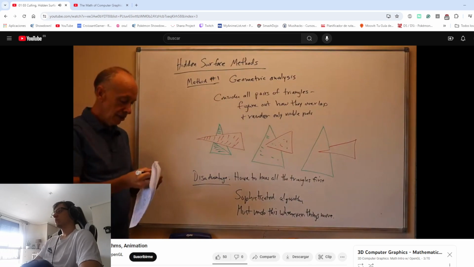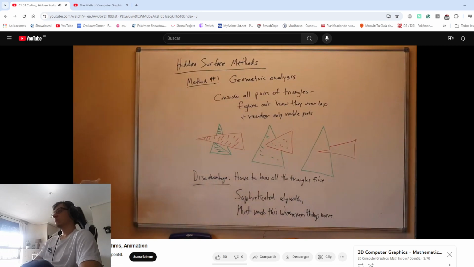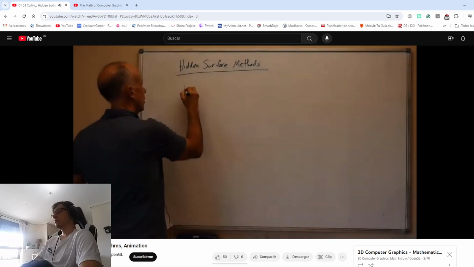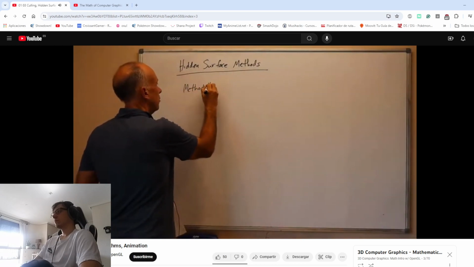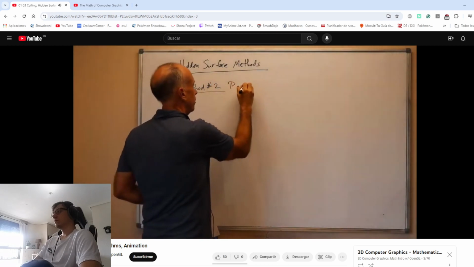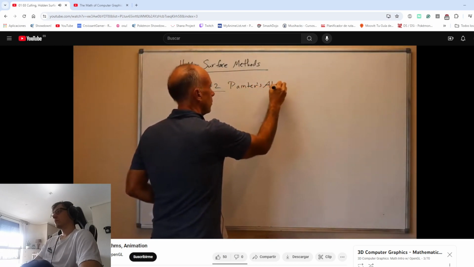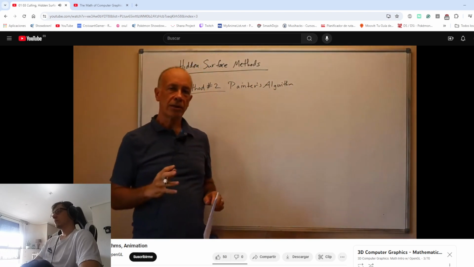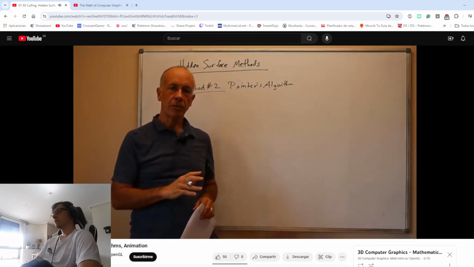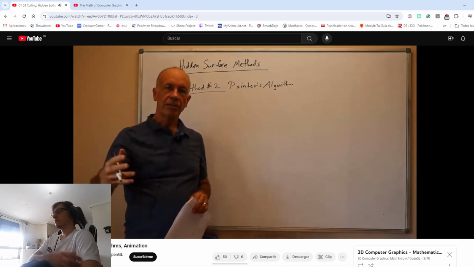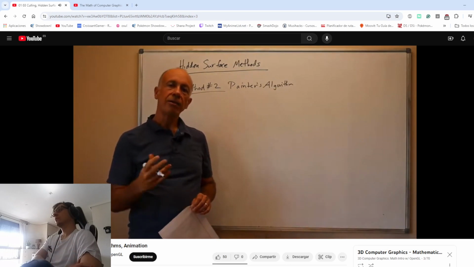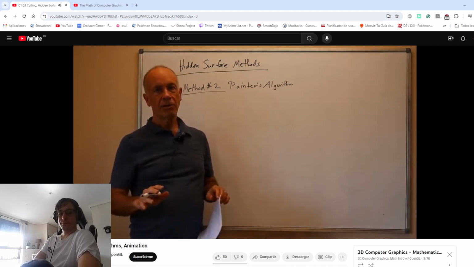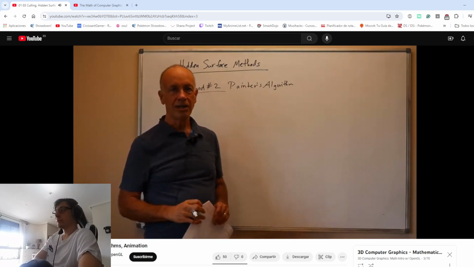So method two will be the painter's algorithm. And the painter's algorithm has a very simple idea. You sort the triangles so that the furthest triangles from the viewpoint or the camera get rendered first, and then you successively render closer and closer triangles to the viewer, and you let the closer triangles overwrite. So we overdraw. We render all the triangles, but we only end up seeing the ones that are not hidden by the closer ones.